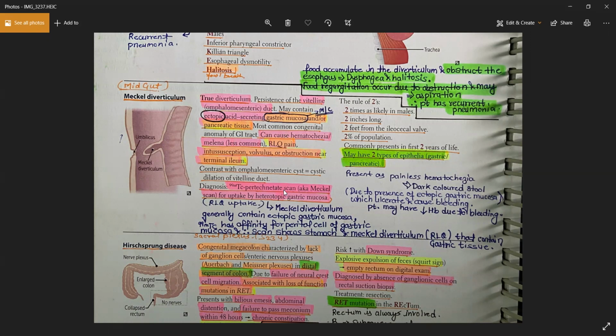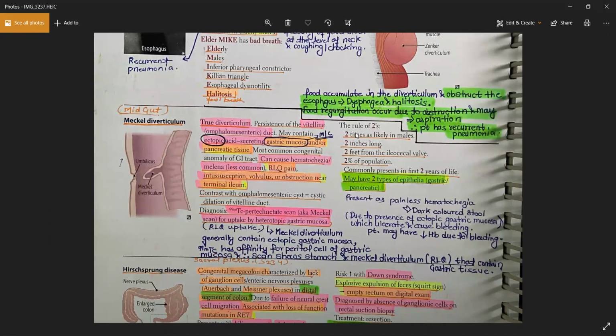So you will inject this dye, and wherever the dye goes, you will detect it. This dye mainly detects GI mucosa, so it will show two structures. One is the stomach, because it has gastric mucosa. Second is the Meckel's diverticulum, which also contains gastric mucosa. So you can diagnose with the help of this scan. And yeah, that's everything.